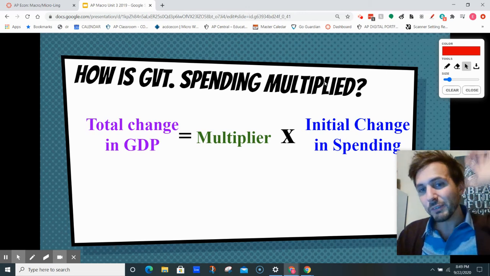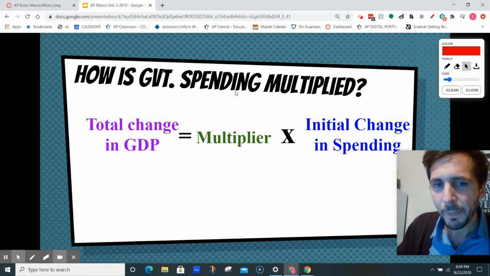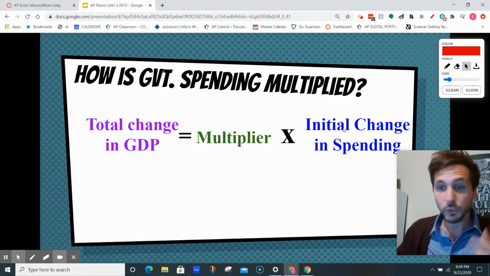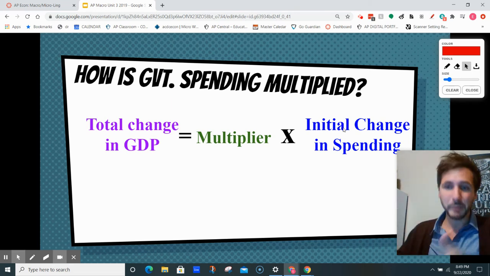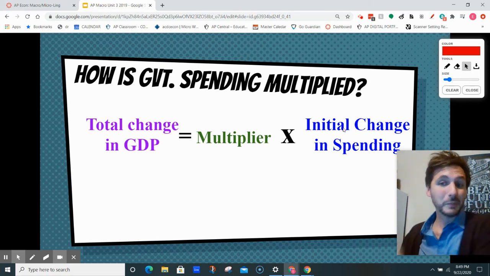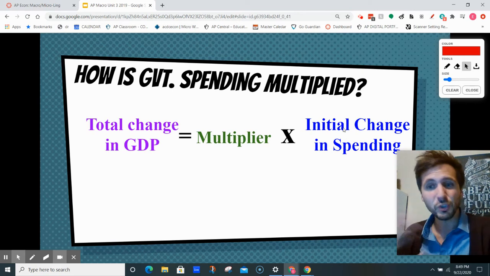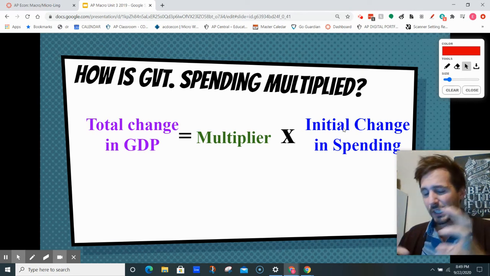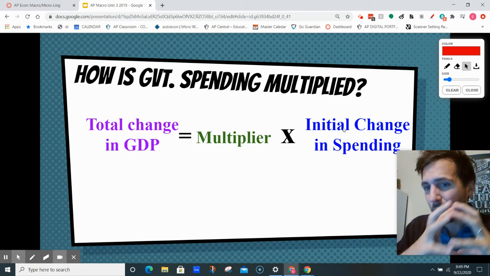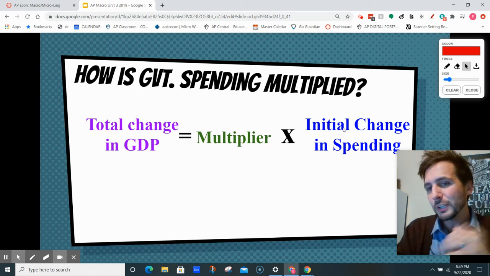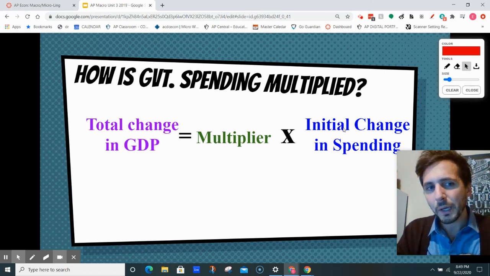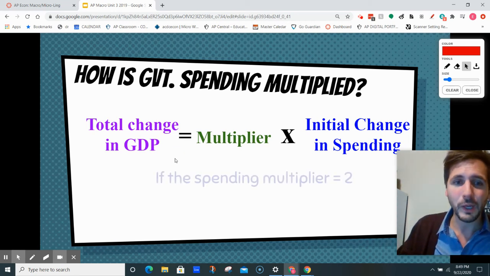So what happens is you have an initial change in government spending. That change is going to go into the economy. It's going to become income to somebody. They're going to save a portion, spend a portion. That spent portion is going to become income to somebody else. Repeat the chain income effect. That chain income effect is all built into our multiplier. So it's simply our initial change in spending times our multiplier will tell us the change in GDP this will have in the long run.